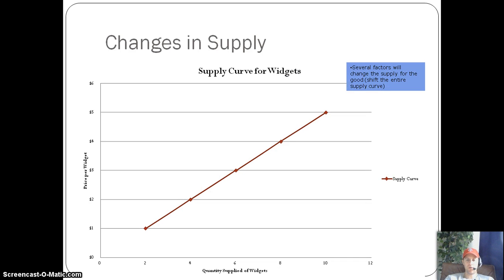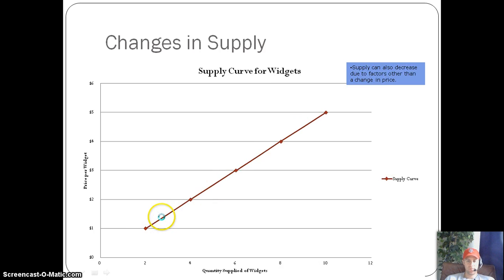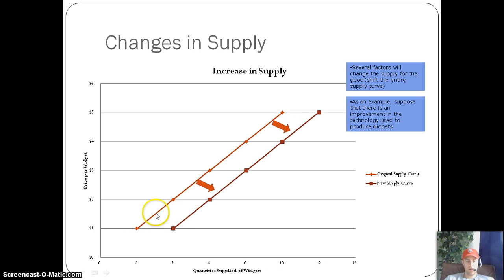So here's the supply curve for widgets. It's going up. Let's say that there's an improvement in the technology used to produce widgets. They can now produce more of them. That's going to increase supply of widgets, and the supply curve for widgets will shift to the right. That means that at every single price, $1, $2, $3, there are now more widgets being supplied because of this increase in technology. They're able to produce more of them. There's been an increase in supply.